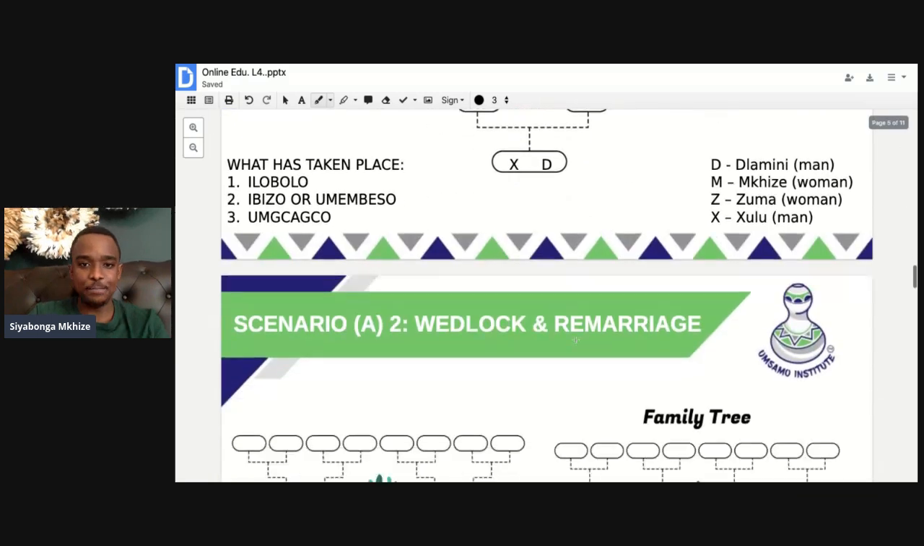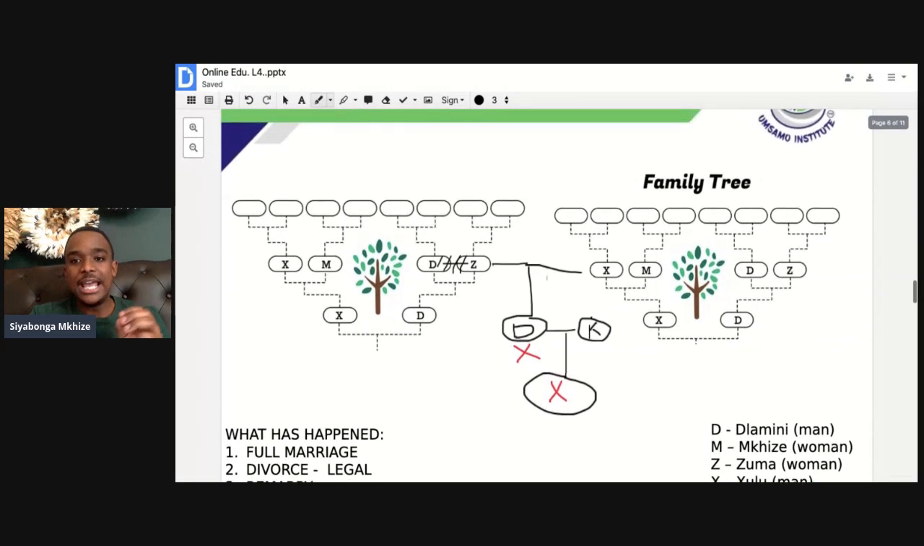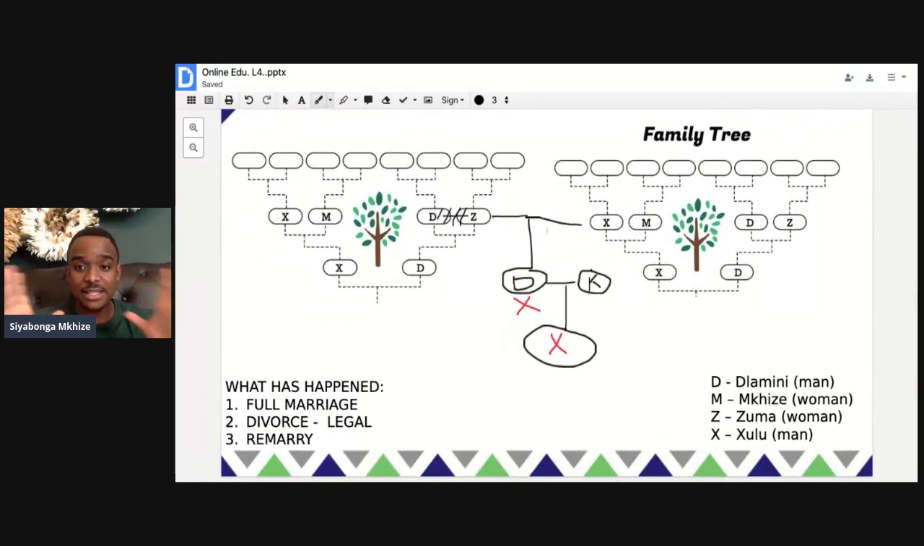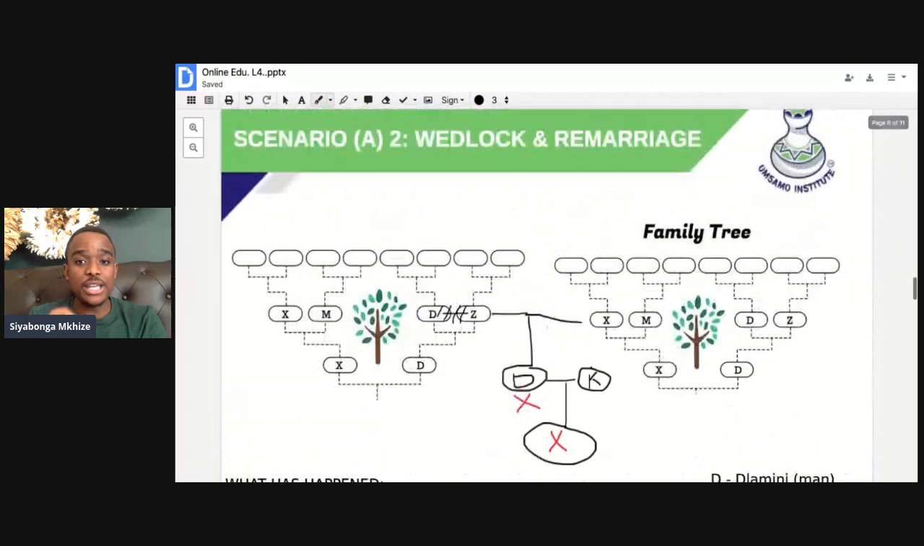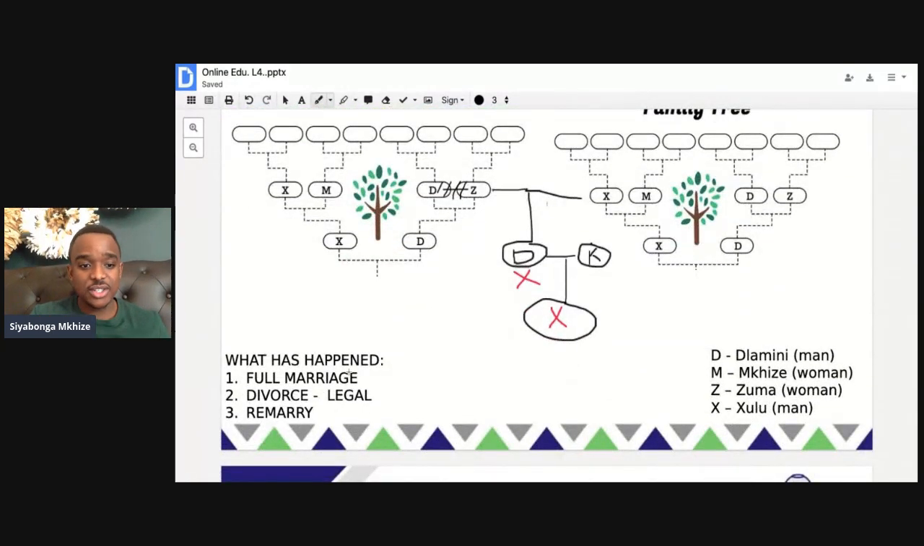Okay. Now, this is where things get a little bit tricky, and I'm going to take some time explaining this because this is the biggest case that we're seeing. So you have uDlamini over here, and Zuma. We're looking at wedlock and remarriage. So what has happened? You had a full marriage, so this is a perfect marriage that took place.